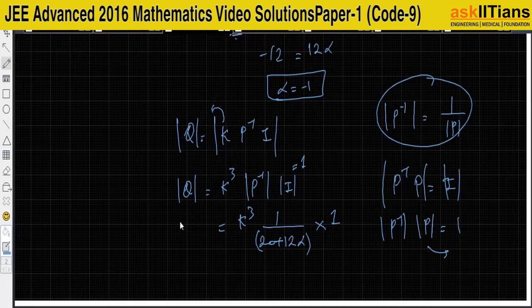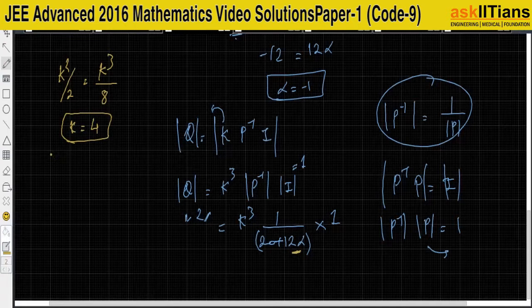Determinant of Q is also given in the question as K square by 2. So this will be K square divided by 2. K square divided by 2 is equal to K cube, and what will be this value? Alpha is minus 1, so this will be 8. So from here we can find that the value of K will come out to be 4.